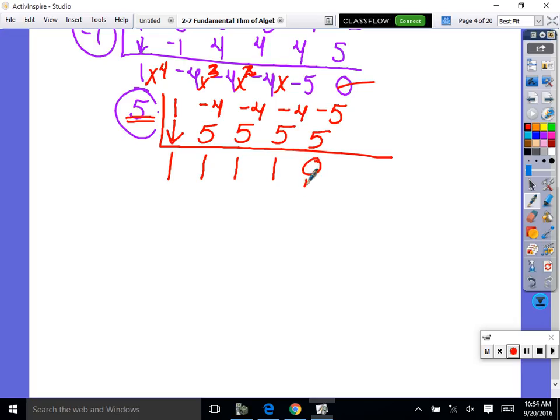So now we have the remainder, constant. That was the negative one. That's fine.